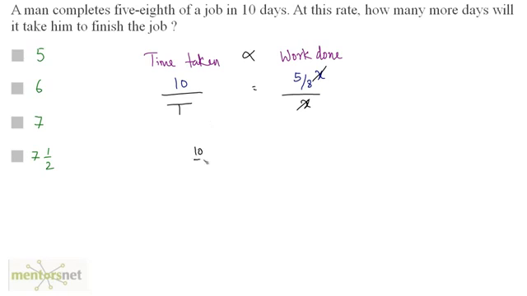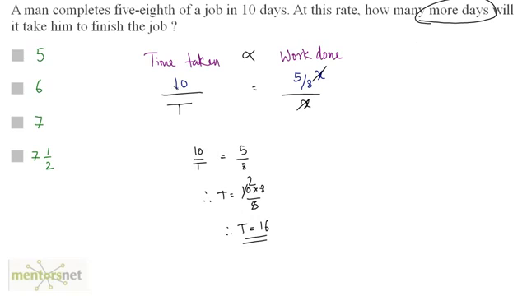What we have is 10 by T is equal to 5/8. Therefore T is equal to 10 times 8 by 5. Therefore T is equal to 16. So 16 is the complete time taken to do the complete work, the total time, right? But we have been asked how many more days will it take him to finish the job.